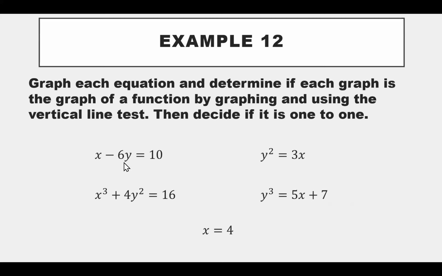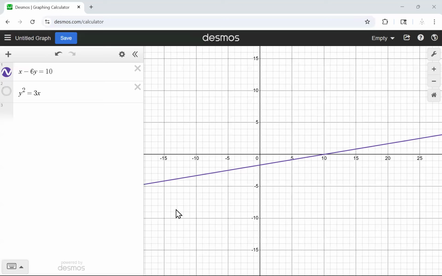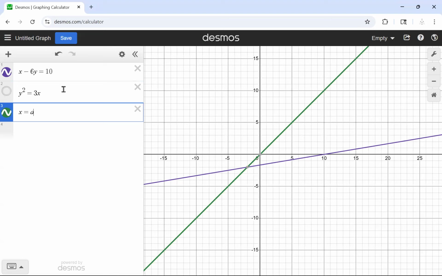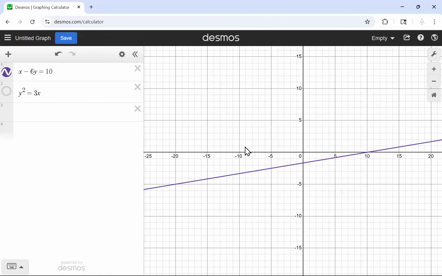Let's start with x minus 6y equals 10, and then I'll transition quickly to y squared equals 3x. I'm choosing these right now because I already graphed them earlier. So here we have x minus 6y equals 10, and we see that it's a straight line.